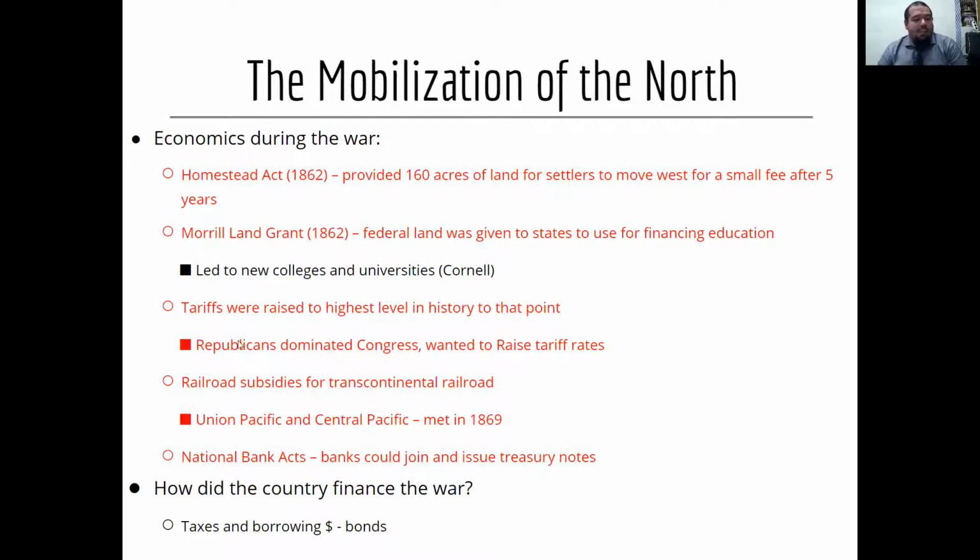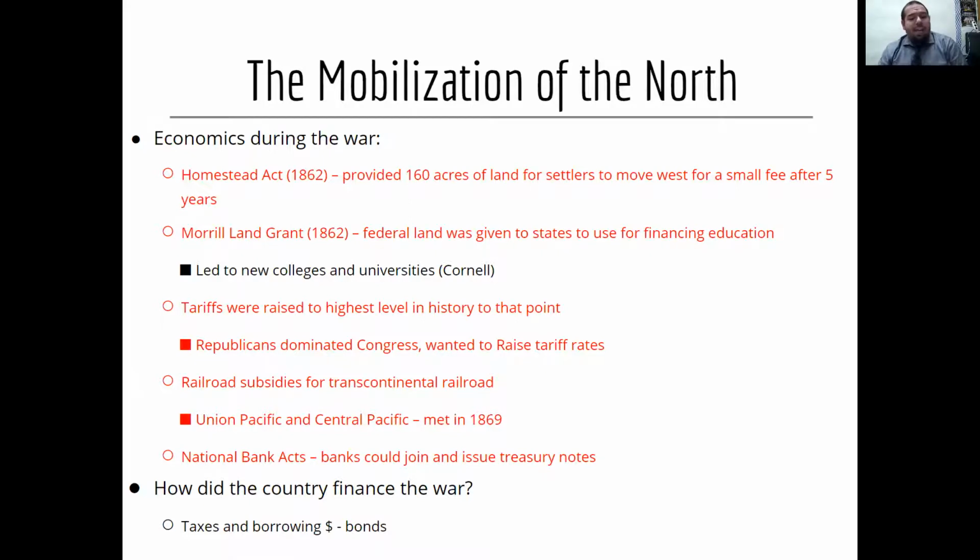Railroad subsidies were given for the Transcontinental Railroad, and the Union Pacific and Central Pacific met in Promontory, Utah. I don't know if I'm saying that city right. The Union Pacific constructs the western half, starting, I think, from Independence, Missouri, somewhere around there, and they connect the Central Pacific and Union Pacific, and they met in 1869.